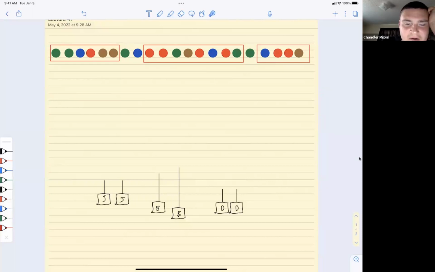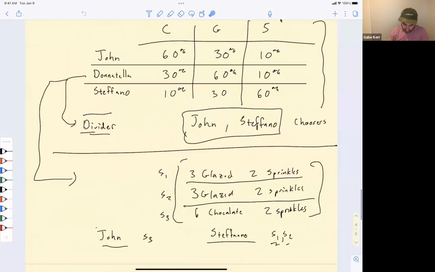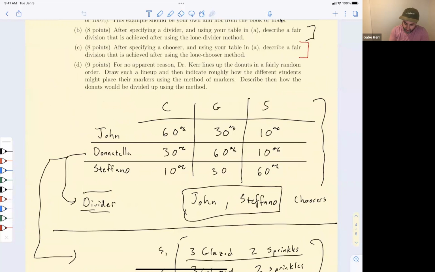Is there a question like that on the exam? What, the method of markers? Yeah. I think that's the last one of 3. So for no apparent reason, I line up the donuts in a random order, and I ask you just to draw a lineup. The point is, the method of markers, you need to linearly order things.